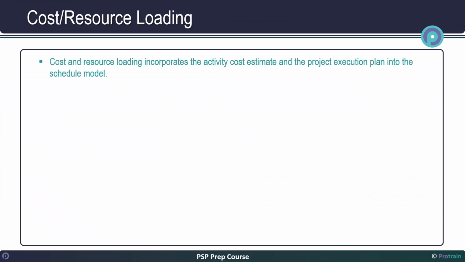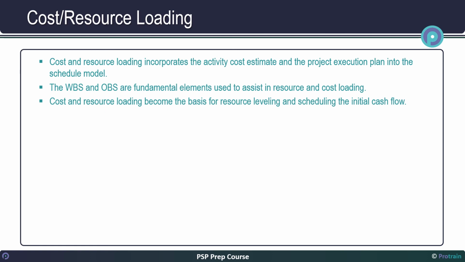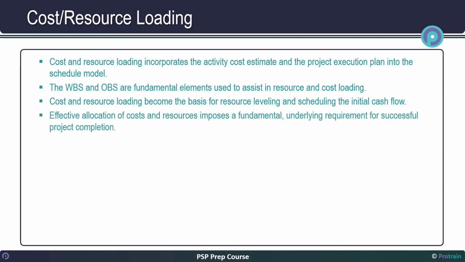Cost and resource loading incorporates the activity cost estimate and the project execution plan into the schedule model. The WBS and OBS are fundamental elements used to assist in resource and cost loading. Cost and resource loading become the basis for resource leveling and scheduling the initial cash flow. Effective allocation of costs and resources imposes a fundamental, underlying requirement for successful project completion.